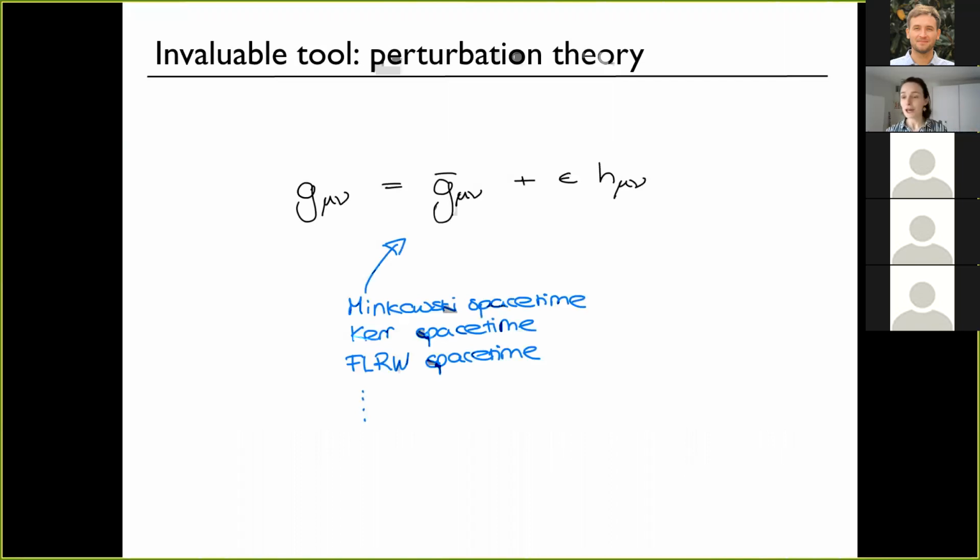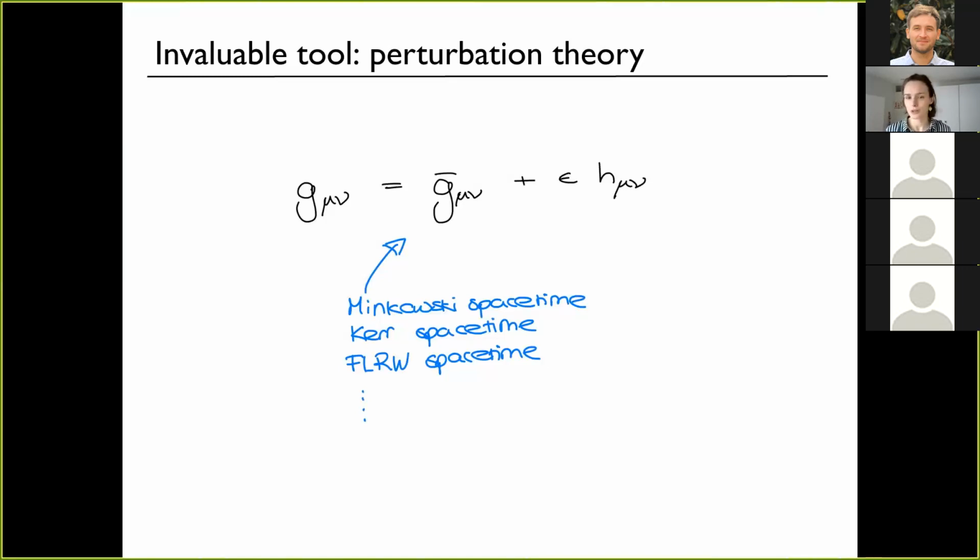So an invaluable tool, as you all know, in pretty much all of physics is perturbation theory. And also, of course, in GR, this is true. So what we typically, or in many cases do, is that we split the metric into some background metric with some small perturbation. The background metric can be Minkowski spacetime, can be Kerr, can be your FLRW, anything you like, essentially. Preferably something with lots of symmetries, so that the problem is not too intractable.